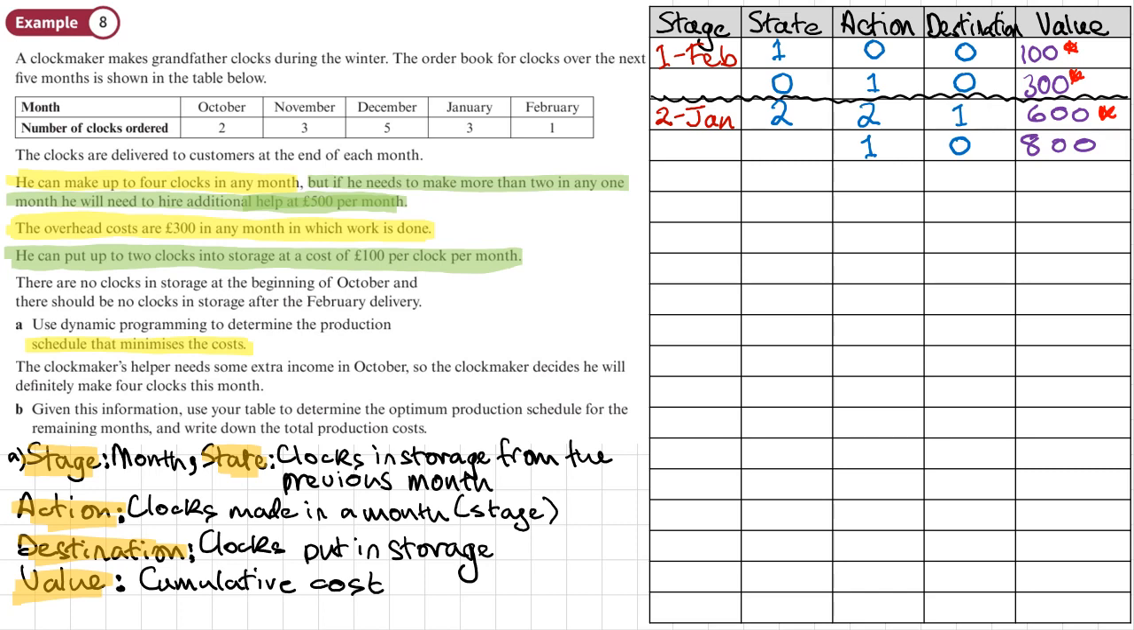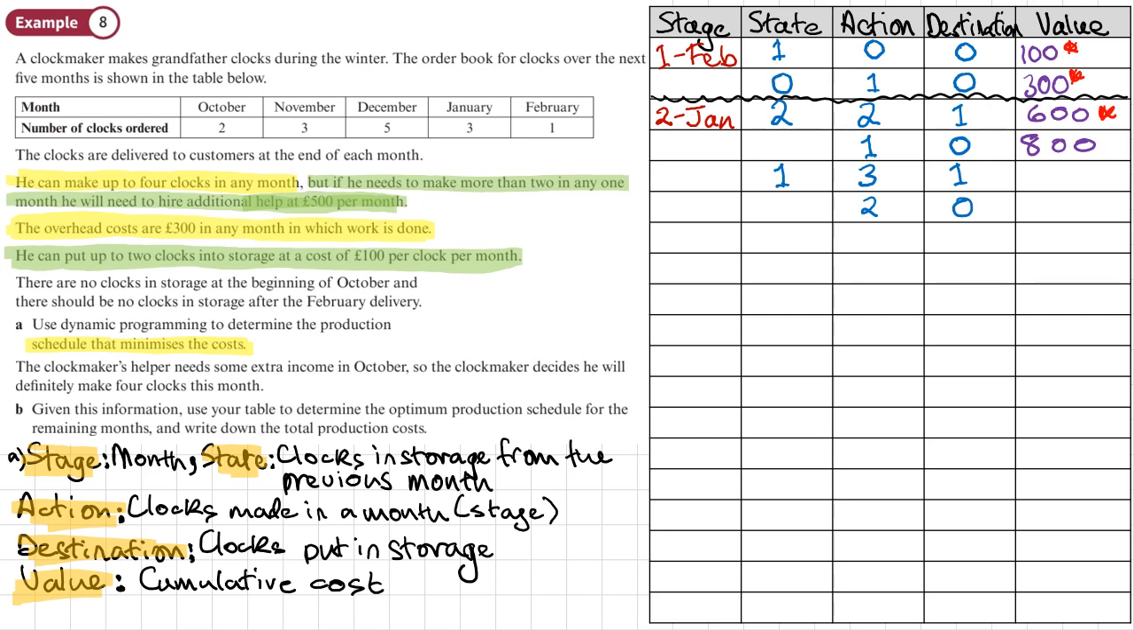The next state is that there was only 1 clock in storage from the previous month. Now if that's the case, what are my options? Well, I can make enough for January and February, so I could make another 3. I can make up to 4 if needed, which does mean I need to put 1 into storage for February, or I can just make the 2 that I need for January and then I don't have to put any in storage.